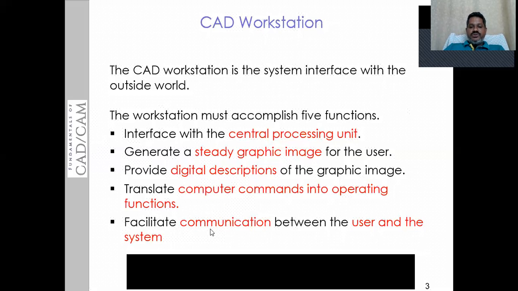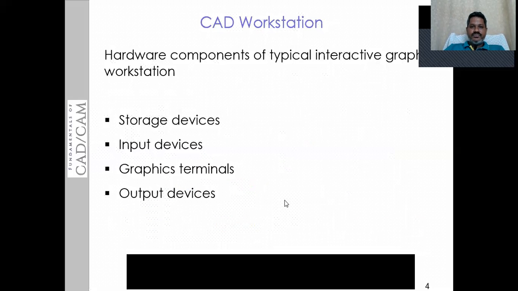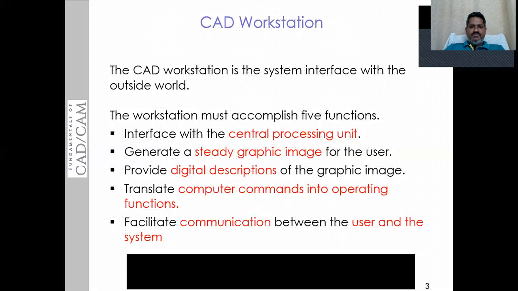Then it must be able to communicate between the user and the system. This feature is very, very important. It must be able to communicate between the user and the system effectively. These are all the functions the workstation must be able to fulfill.